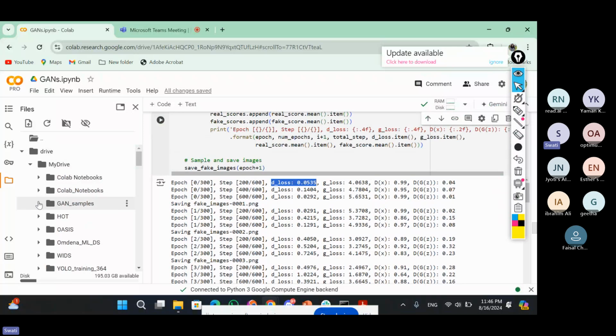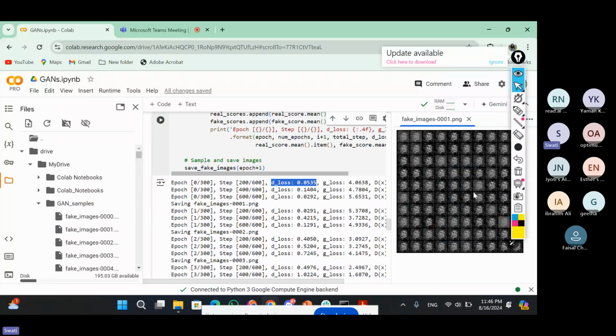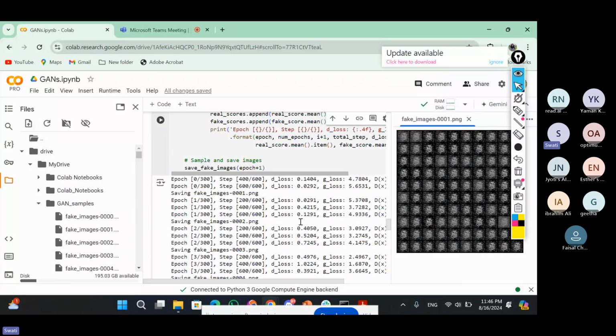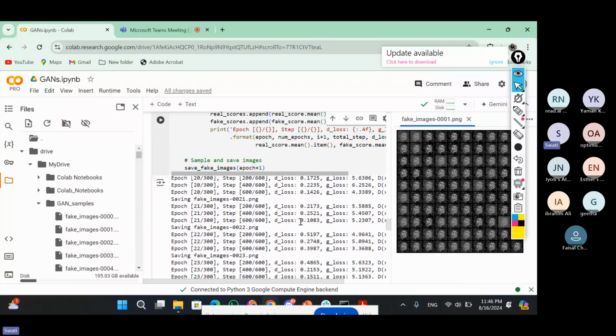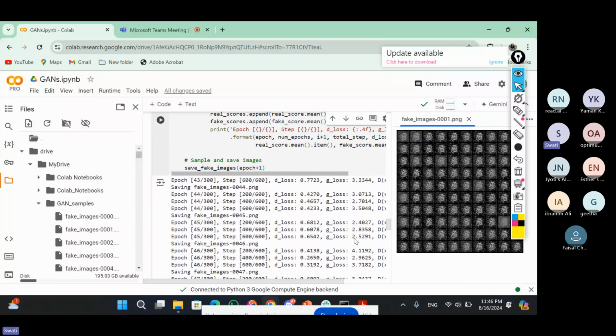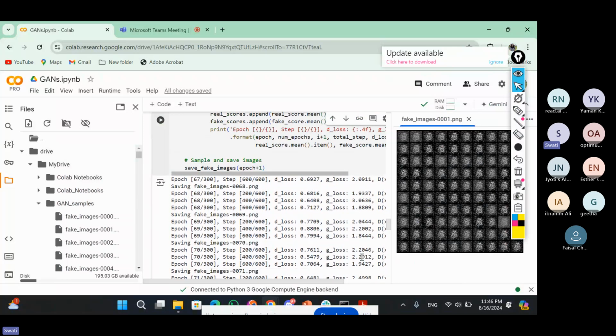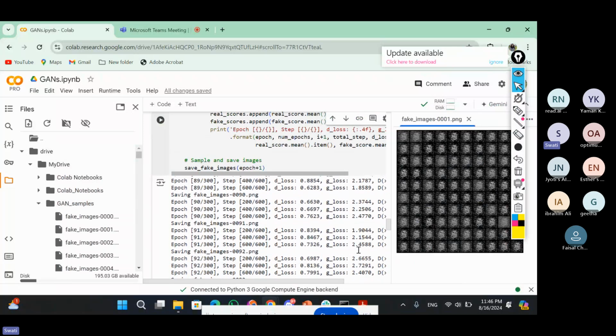So if you want to see, the first one we have already seen, you can start seeing the second one. After the second epoch you can still see there is noise, nothing is there. So let's see how it is going. You can see slowly the discriminator loss is increasing and the generator loss slowly starts decreasing. After many epochs it will decrease. So it is coming to 2.213.